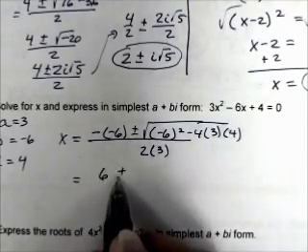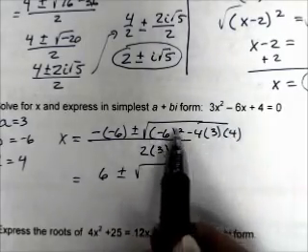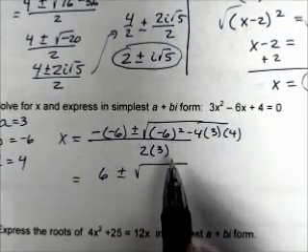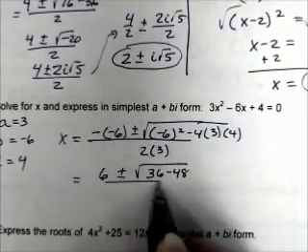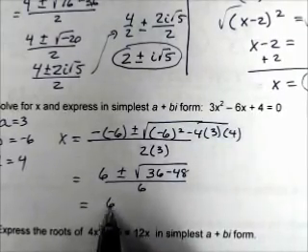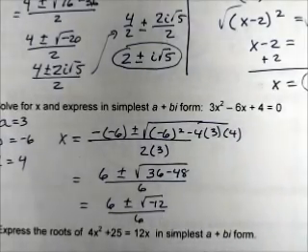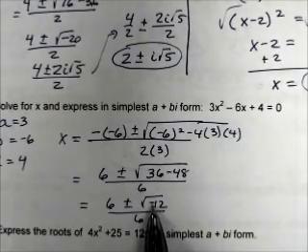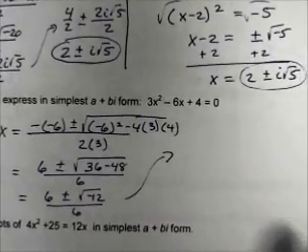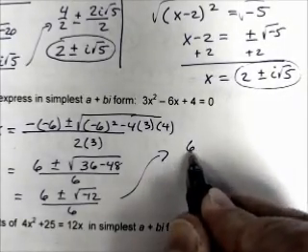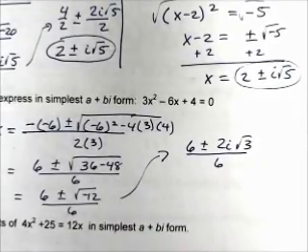Double negative again is going to be positive. Square root of, again, you can use a calculator if you want. Just key this whole thing into the calculator without the square root symbol. This is 36 minus 48, which would be negative 12. So we have 6 plus or minus the square root of negative 12, all divided by 6. Simplify the radical first, right? You're thinking 4 times 3. The square root of 4 is 2, so 6 plus or minus 2i square root of 3, all over 6.